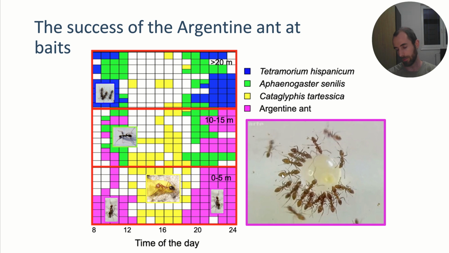Here we have this photo, a bunch of Argentine ants feeding on one of the baits when they are monopolizing it. Well, and yeah, I forgot about this. This is for showing how the temperature increases and decreases. So during the hottest moment of the day is when these thermophilic ants are active. And this is why they can survive with the Argentine ant.